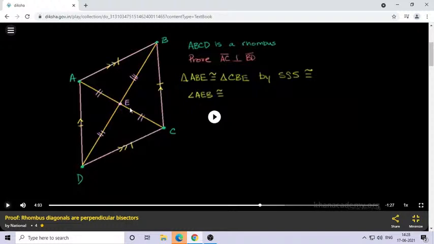Okay. So now when we know that these two angles are equal and when you are adding these two angles, their sum should be equal to how much? Their sum should be equal to 180 degrees. So if their sum is equal to 180 degrees and they are equal, then what must be the value of this angle and this angle? They both should be equal and their sum should be 180 degrees. Then what must be the value of AEB and BEC?